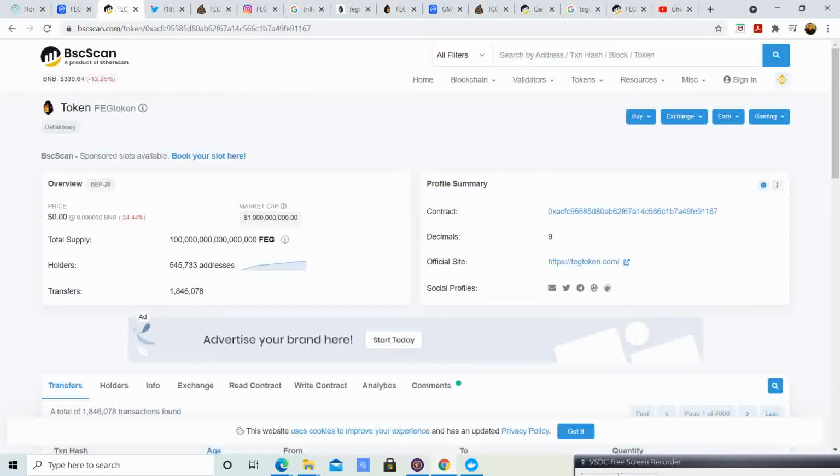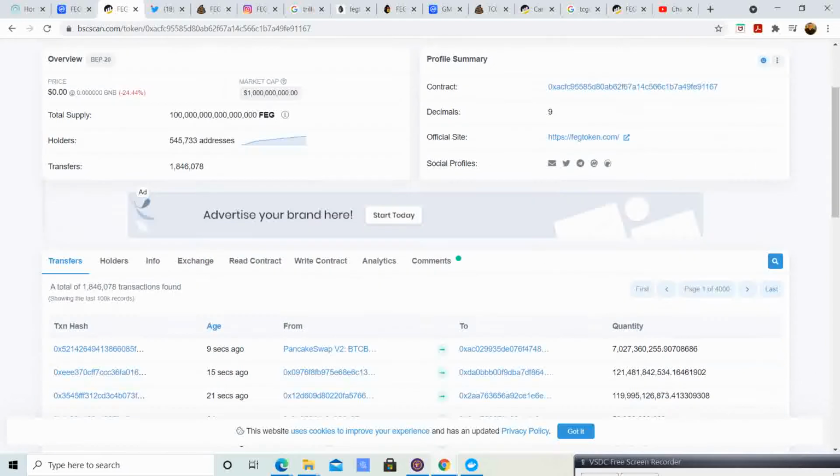So the positive thing is we now have 545,733 holders on the BSC network, and that's not even including the Ethereum network. So right now, that is a good sign. We have more and more holders.